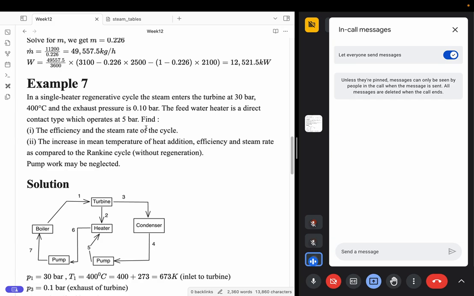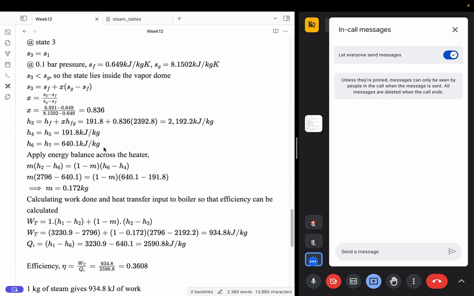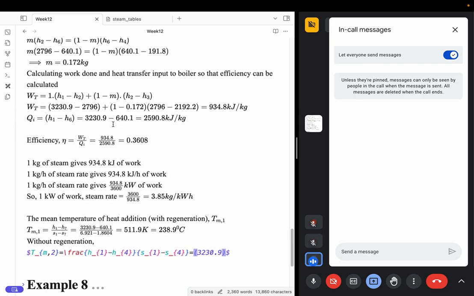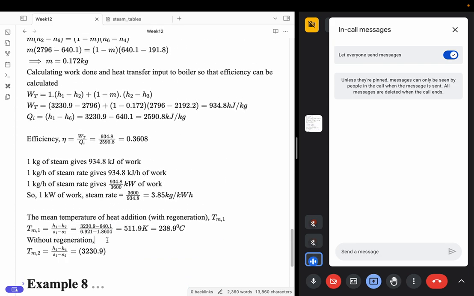And the same cycle you repeat without regeneration. Let's say you do not have this regeneration, so basically remove this entire part. This pump is connected to the boiler. So what would happen in that case? You have to compare case 1 with case 2 and see what the mean temperature of heat addition, efficiency and steam rate are. That was what we were trying to do before. We solved the first part, so now we are solving for the case when we do not have any regeneration.